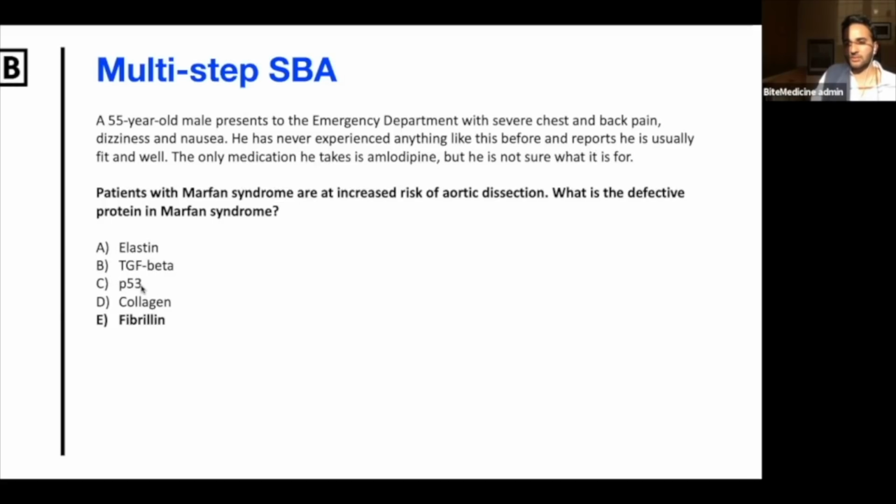TGF-beta, any ideas? Nope. So TGF-beta is associated with lots of cancers, also associated with heart disease, and there's actually some association with Marfan's as well, but less so than E here. P53 is cancer, and collagen, for example, osteogenesis imperfecta would be an example of that. But often lots of different conditions can be affected by lots of these. Brilliant. Hope that was useful.